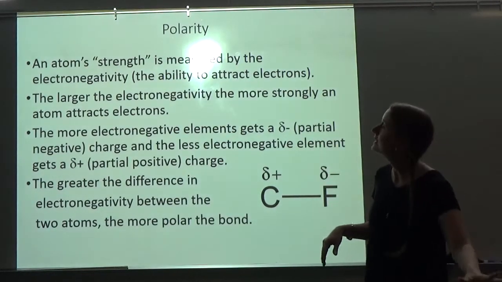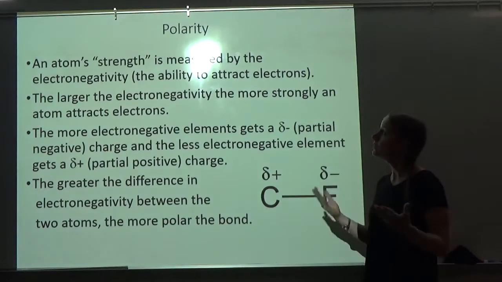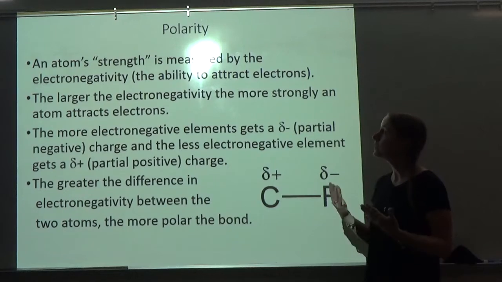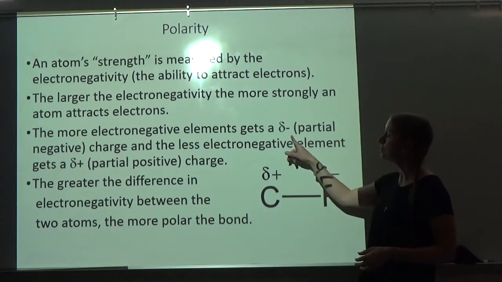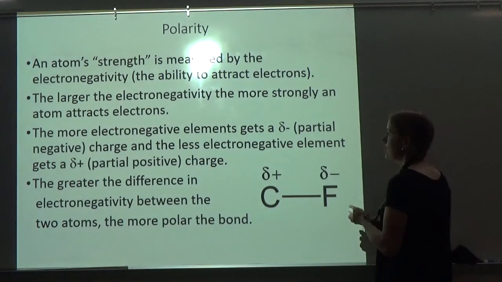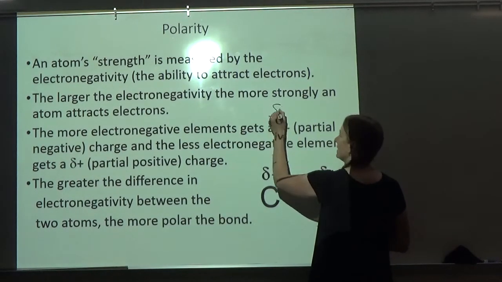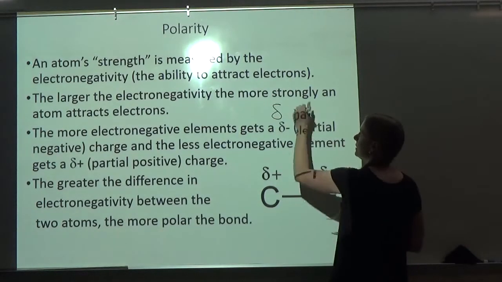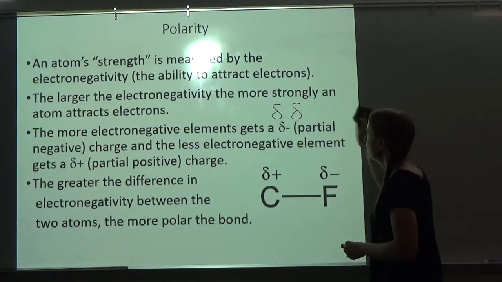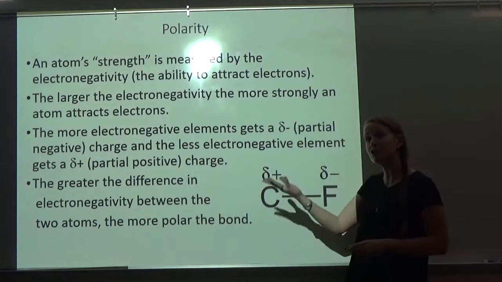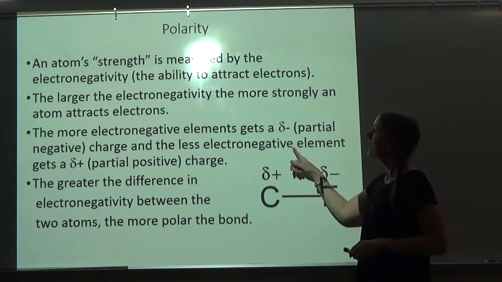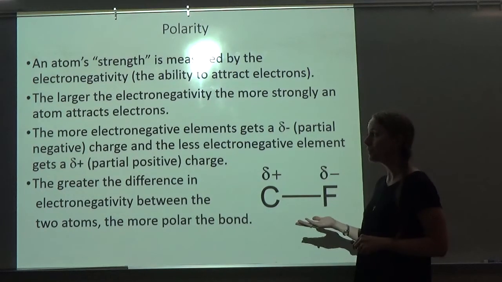Because electronegativity is the ability to attract electrons. The larger the electronegativity value, the more strongly an atom attracts electrons. The more electronegative element gets a partial negative, so this symbol right here, it is just a lowercase delta, and it just kind of looks like an 8 that you don't finish, or you can think of it as an S where you went too far. Okay, so it's just lowercase delta, and it just means a partial charge, so it didn't actually gain the electrons. So the more electronegative element gets a partial negative charge, and the less electronegative element gets a partial positive charge.